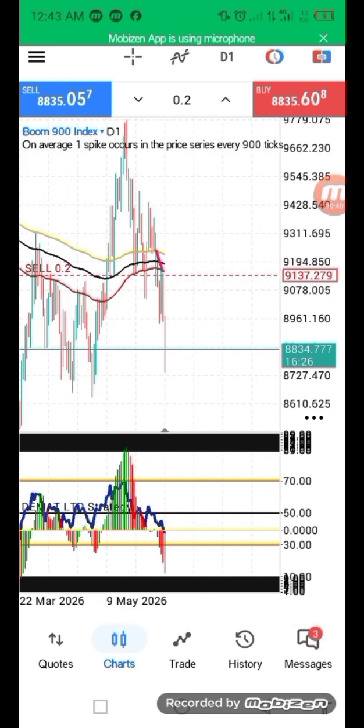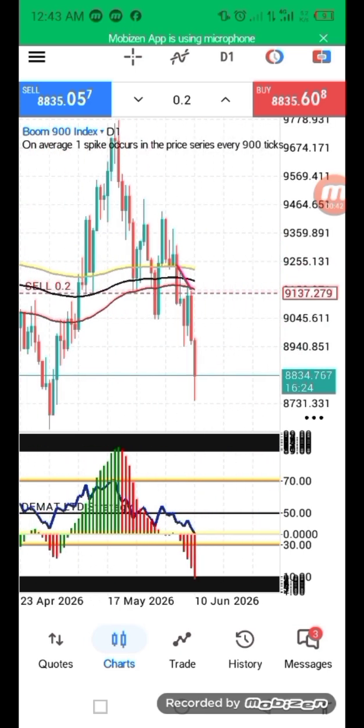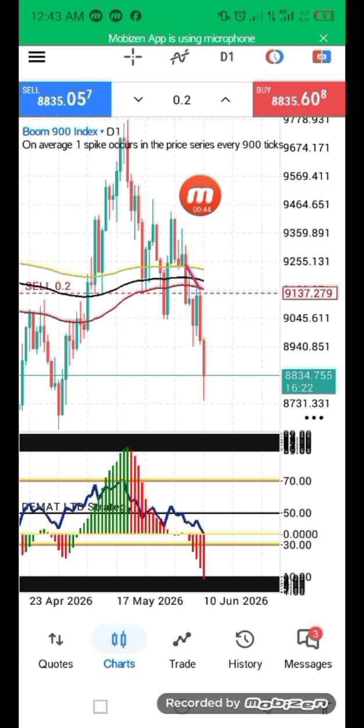Let's look at D1. You will notice that when I entered the trade, or where I got the signal, the D1 is bearish. So that validates this sell M3.